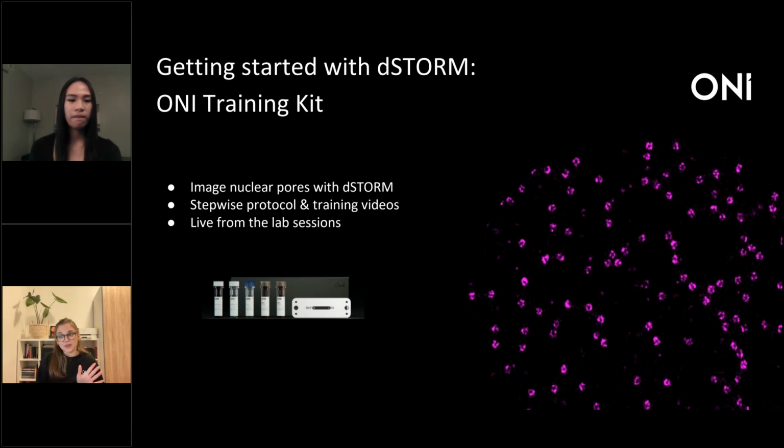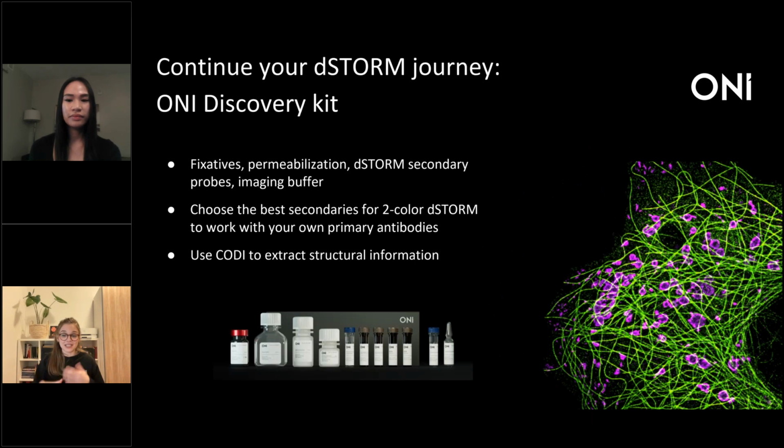Now, there are some of you who have done some microscopy but are not feeling really confident. We have a second level of reagents, for when you're ready to label and image your own structure. We developed the ONI Discovery Kit for you. And the nice thing about this kit is that it comes with two color dSTORM secondary probes.